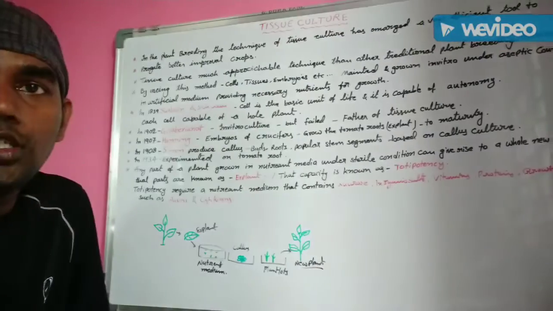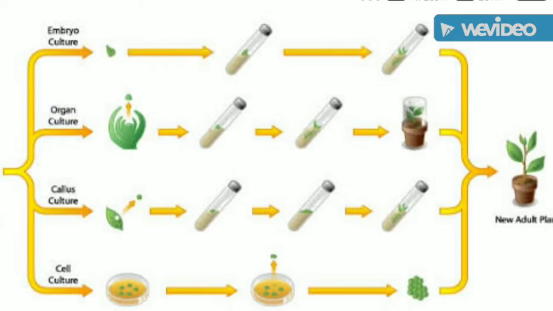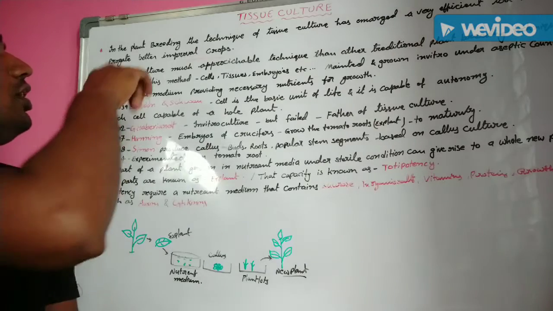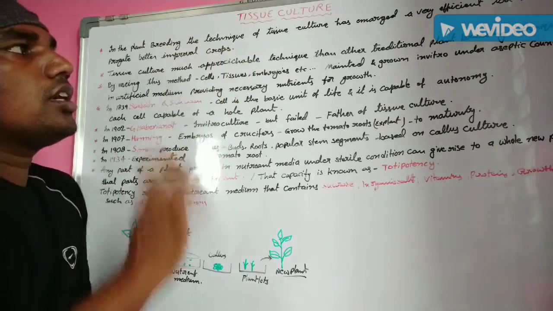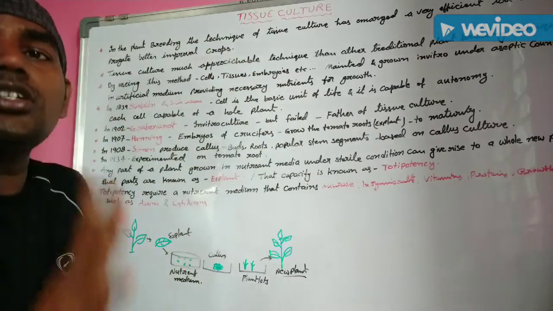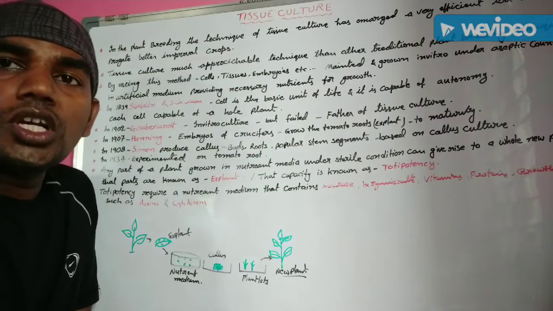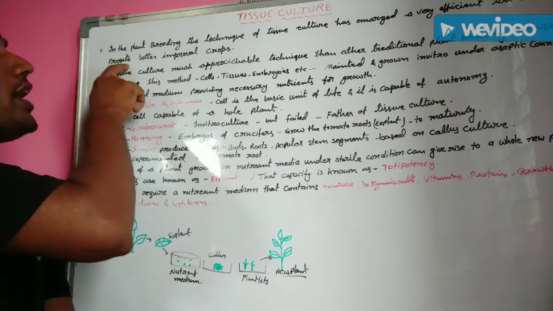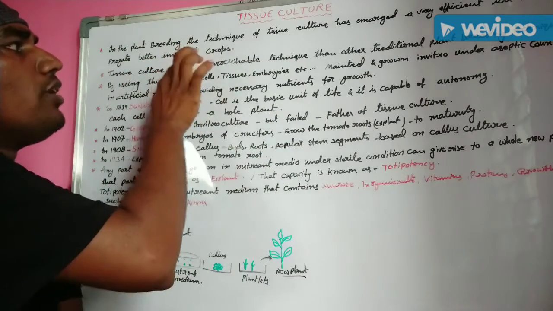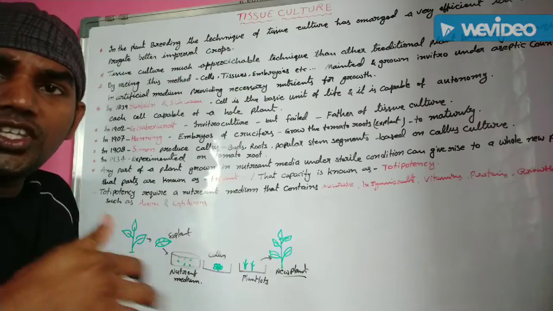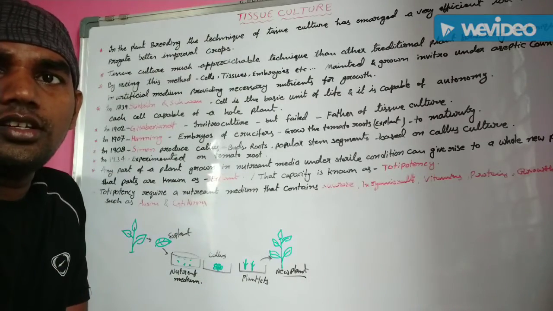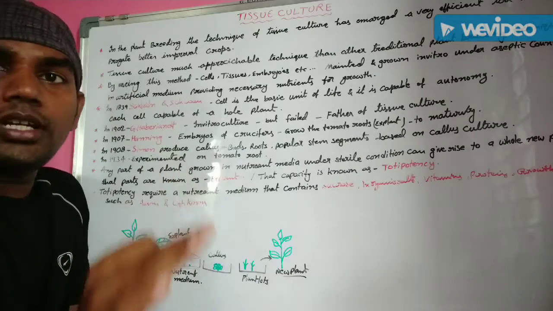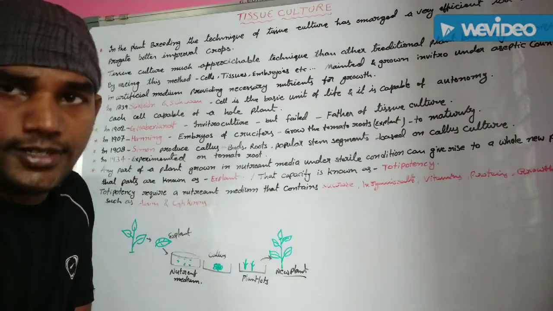That one is tissue culture. In plant breeding, the technique of tissue culture has emerged as a very efficient tool. The tissue culture is a very efficient tool in the plant breeding program to produce improved crops. What type of crops? Improved crops like disease resistance, pest resistance. Plants are improvable with the help of a very efficient tool in the plant breeding process. That one is tissue culture.